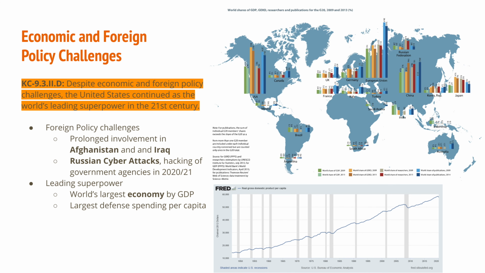It's leading to new heightened tensions between the United States and Russia, which continues to escalate by the United States and Russia expelling each other's diplomats. But despite all of this, the United States is still a leading world superpower. A lot of that has to do with the strength of the U.S. economy. It continues to be the world's largest economy by GDP, and especially by GDP per capita.